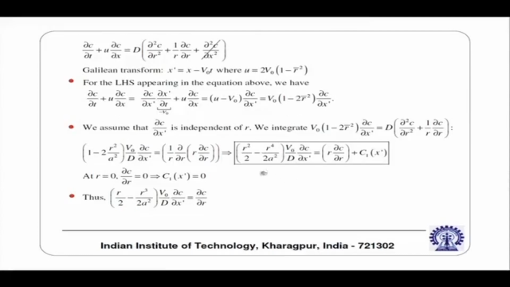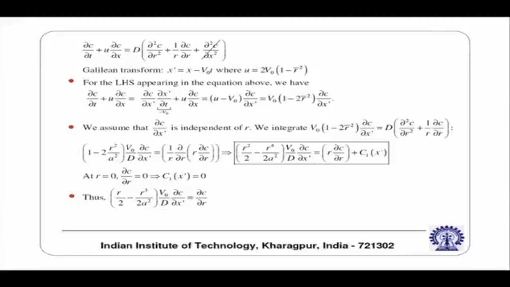So you can see that the left hand side will become u dash into del c del x dash, and u minus v0, remember u by v0 is equal to 2 into 1 minus small r square by a square, that is r bar square. So u minus v0 is v0 into 1 minus 2 r bar square del c del x dash, right. So the governing differential equation, the right hand side, we have neglected the axial diffusion as compared to the transverse diffusion. So that is the governing differential equation, and we will integrate this equation.